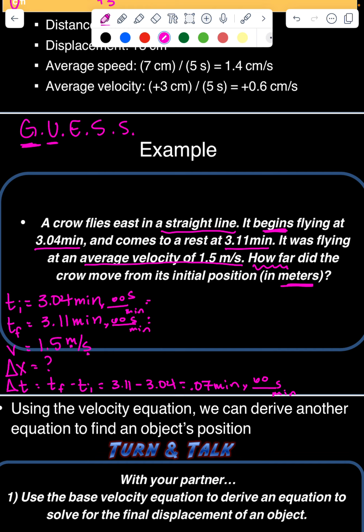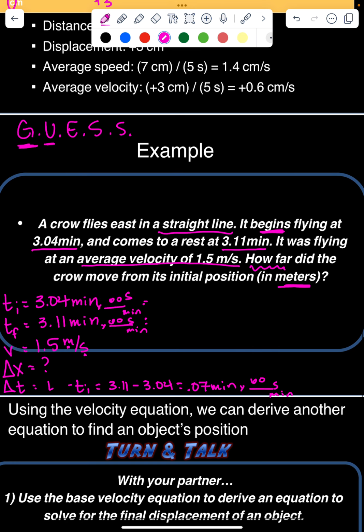All right, so I did the second one. I did not convert these first. That's what I was trying to say. So I converted them just once down here. 0.07 minutes actually turns into 4.2 seconds. So now I have my time, now I have my velocity, and I'm looking for delta x.